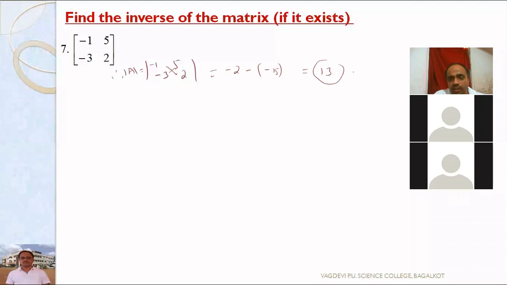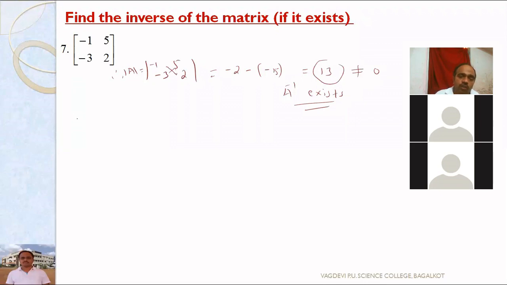Do we get 0 or 13? 13. It means it's not equal to 0. Not equal to 0 means what is the conclusion? A inverse exists. If suppose the answer is 0, you have to write A inverse does not exist. This problem is over then. But now A inverse exists.